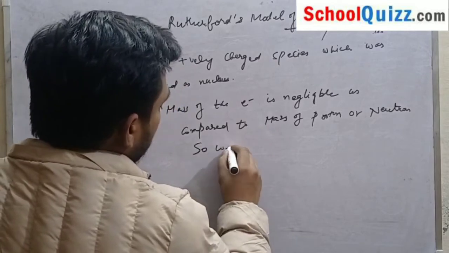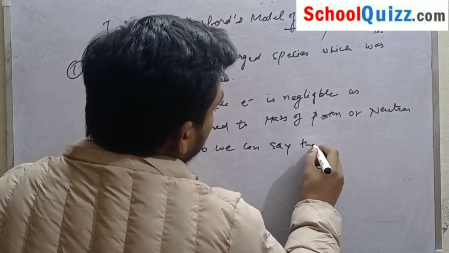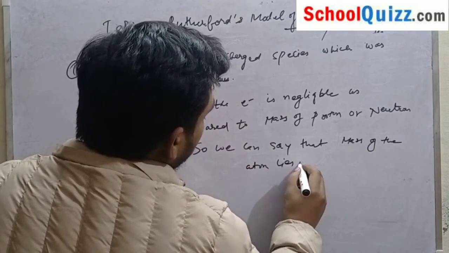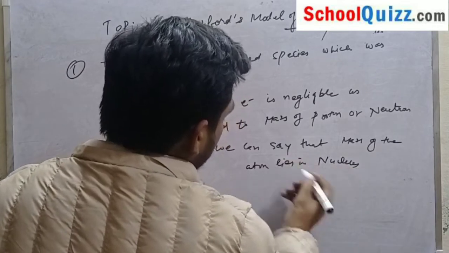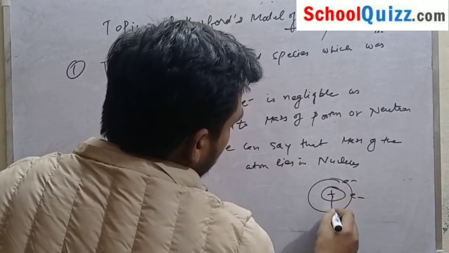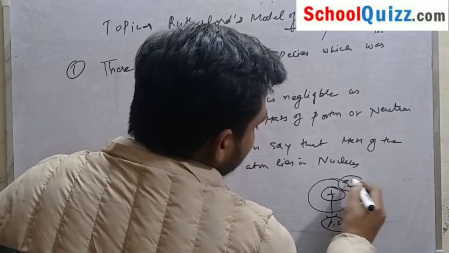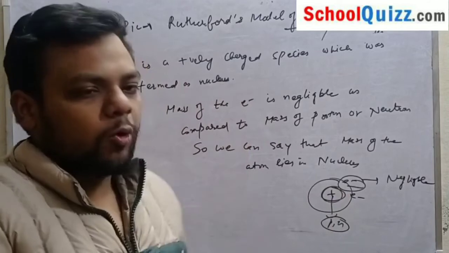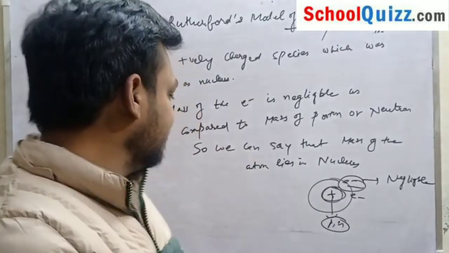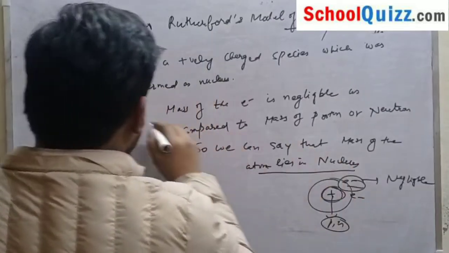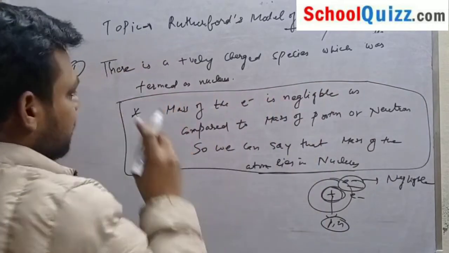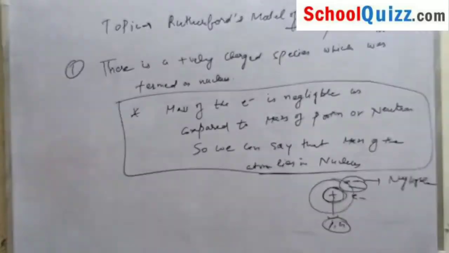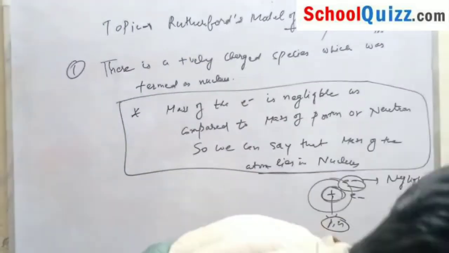So we can say that mass of the atom lies in the nucleus. As three things are present, electron, proton and neutron, and the electron's mass is negligible, it means that the whole mass of the atom lies in the nucleus. Remember that thing. Now we will discuss our second conclusion.